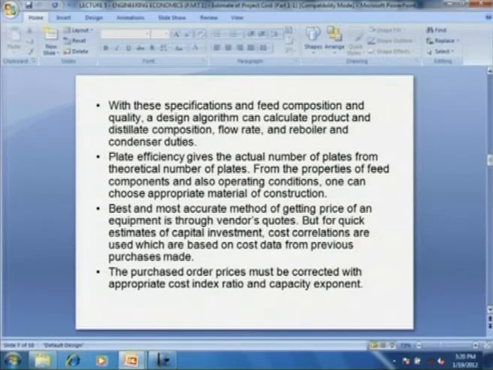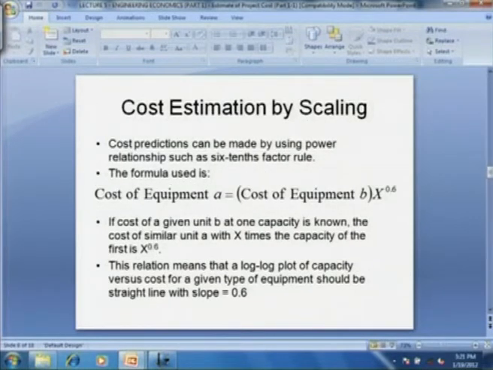But for a quick estimate of capital investment, we can use cost correlations, which are based on cost data from various previous purchases. Purchase order prices must be corrected with the appropriate cost index ratio and the capacity exponent. If we are trying to get the cost of a higher capacity equipment from a low capacity equipment, we have to use a capacity exponent to extrapolate the cost. So, this is cost estimation by scaling.